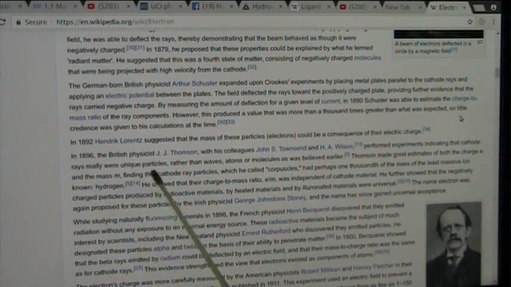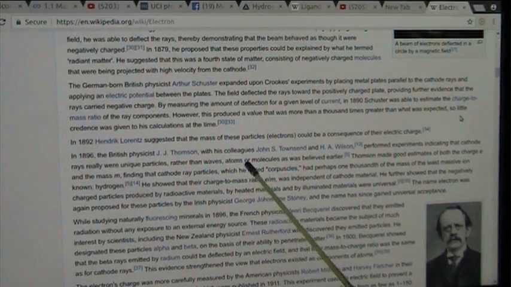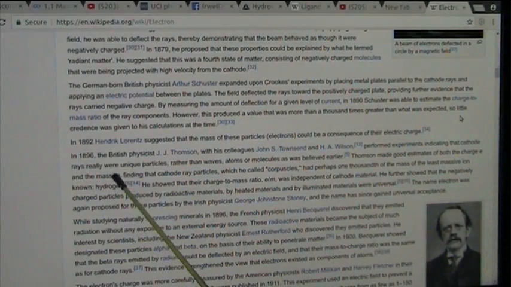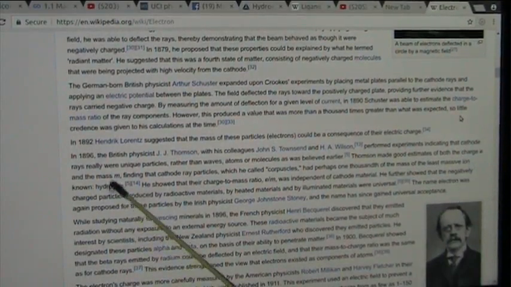Now, in 1896, and listen to this, the British physicist Thomson and his colleagues Townsend and Wilson performed experiments indicating cathode rays really were unique particles, rather than waves. Atoms or molecules, as was believed earlier? They weren't atoms, they weren't molecules, and they weren't waves. Thomson made good estimates of both the charge and the mass, M, finding the cathode ray particles, which he called corpuscles, had perhaps 1,000th the mass of the least massive ion known, hydrogen, which is the proton.